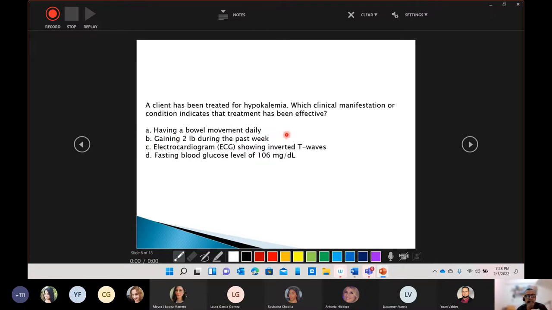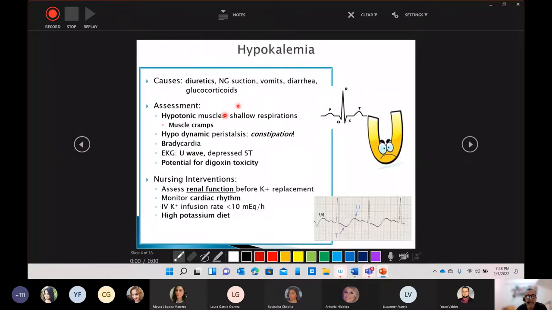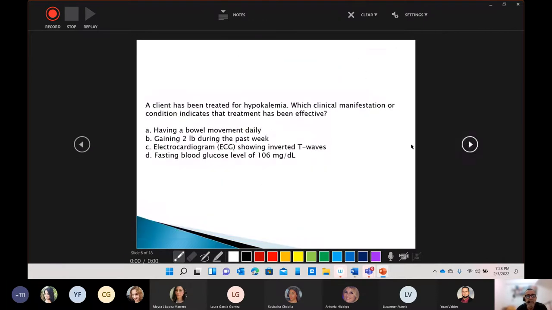Gaining weight is not a manifestation of improvement of the potassium. Changes in the EKG is not a manifestation of improvement. The blood sugar is not influenced by the potassium. We already explained the role of the glucose; it's not because of the potassium, it's because of the insulin that is given. So obviously, if we studied and insisted that when there is hypokalemia there is decreased peristalsis, and peristalsis is needed to poop, now you know that the patient is improving from the hypokalemia because the patient is having a bowel movement daily.